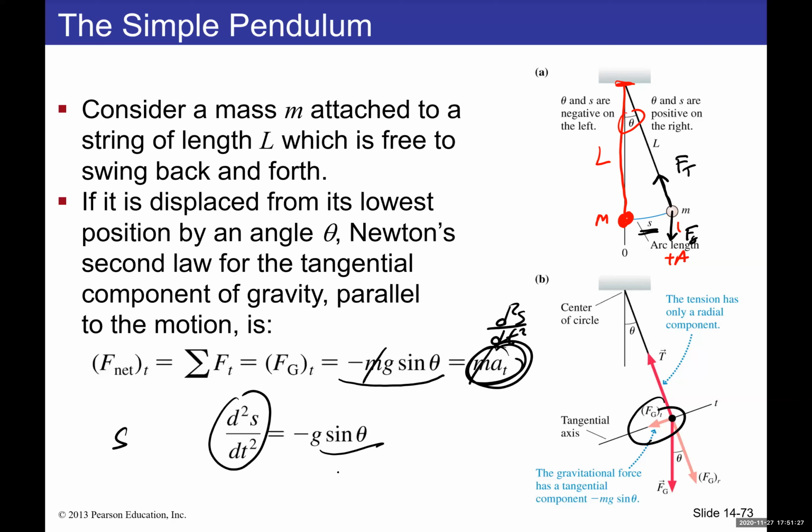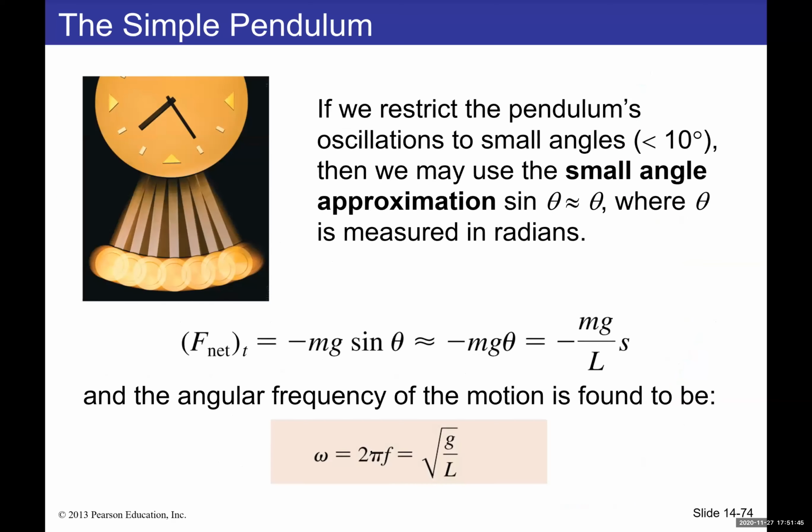And that's because we have this relationship, if you remember: the arc length S equals L, the radius or length, times the angle theta. So S equals L times theta. Now, still, I don't have S, I don't have theta, I have the sine of theta. But what we do here is this. There is what we call a small angle approximation, where if the angle is less than 10 degrees, sometimes even less than 5 degrees, then sine of theta is approximately theta. So then the sine of theta can be replaced with theta.